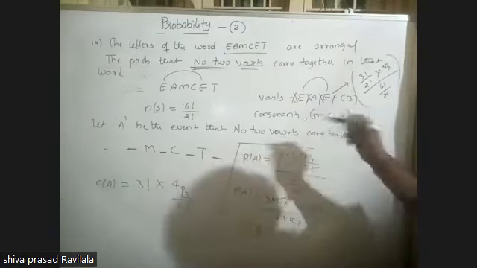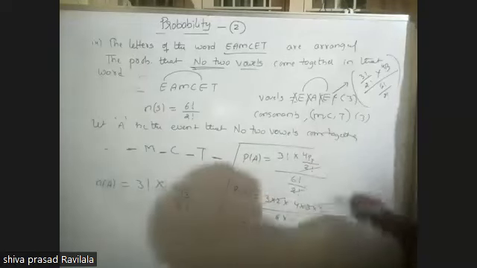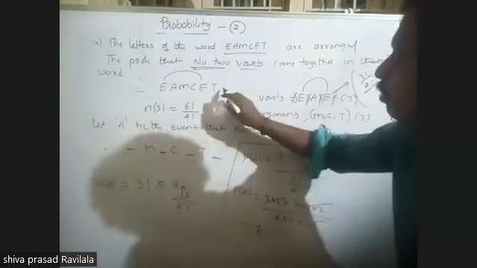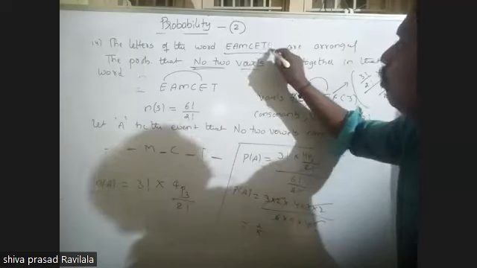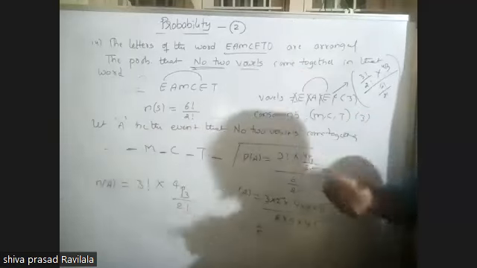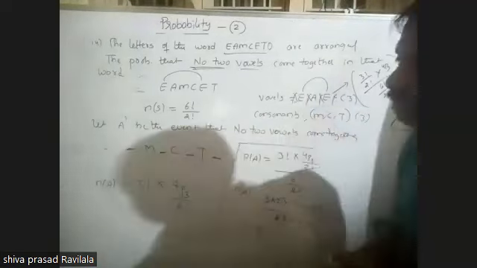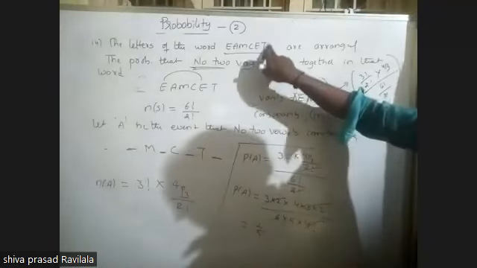Because equal number of letters, at that time we get same answer. For example, in EAMCET, additionally we have one more, for example, here one more O. At that time answer may be different.